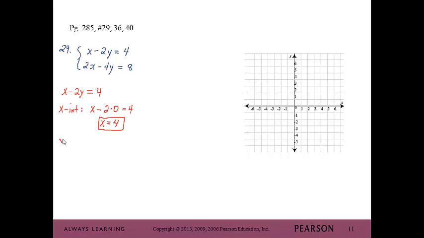And then the y-intercept, now we have 0 minus 2y equals 4. So negative 2y equals 4. Divide both sides by negative 2. And we have y equals negative 2. Now let's put a point on the x-axis at 4. And a point on the y-axis at negative 2. And then let's connect our points to make a line.